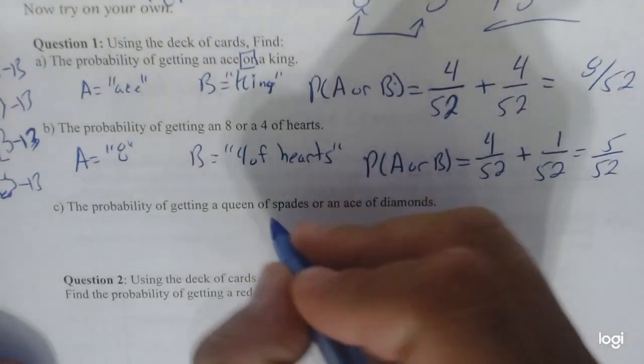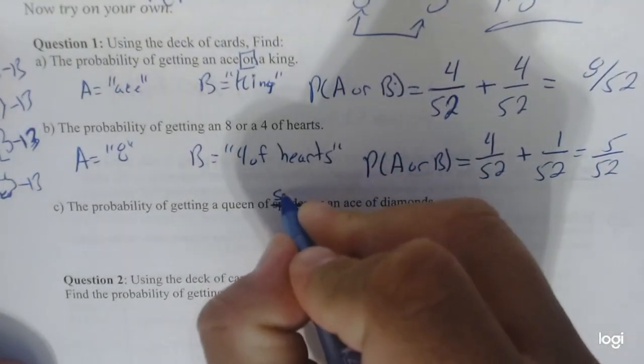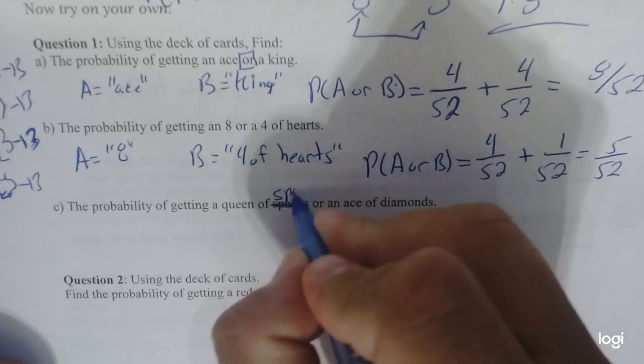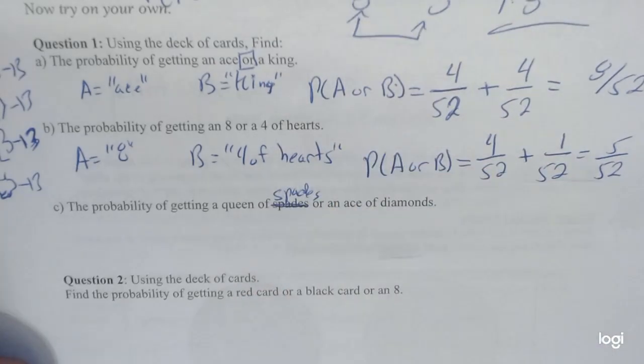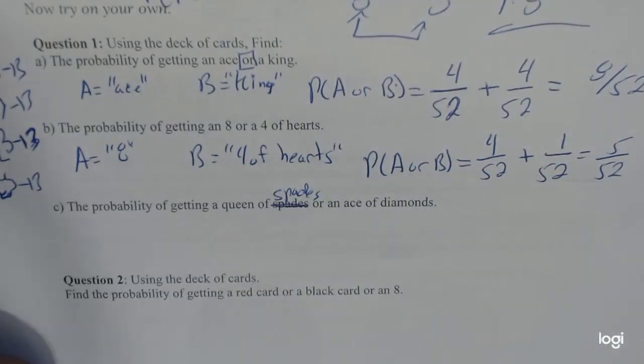All right, so for C, kind of messed up. It's supposed to be queen of spades. Oh, I spelled it right this time. It's queen of spades. That's nice. So what's the probability of getting a queen of spades or an ace of diamonds? Why don't you guys try C real quick. I'll give you a quick pause. 3, 2, 1, pause. Try it out.